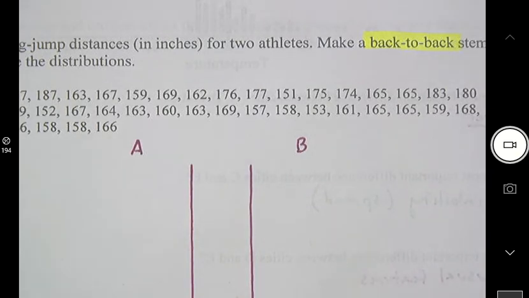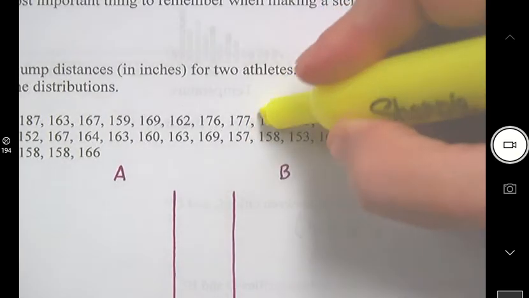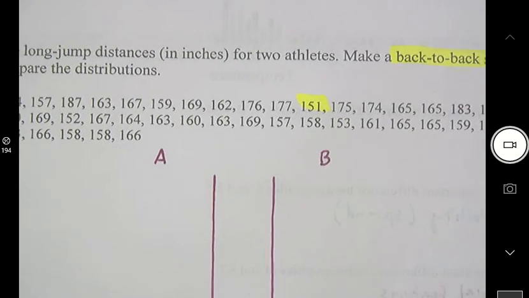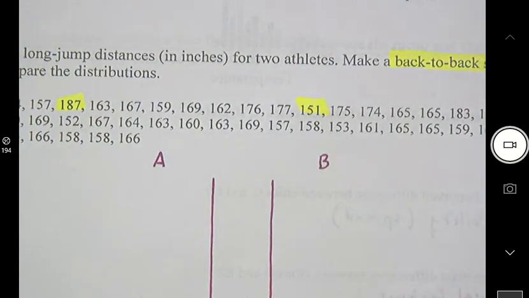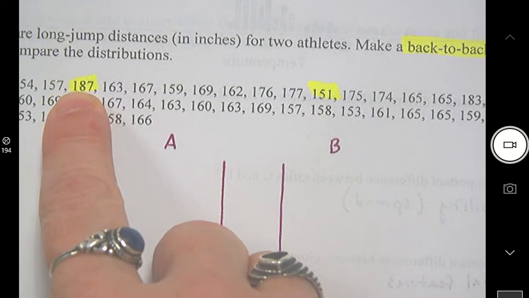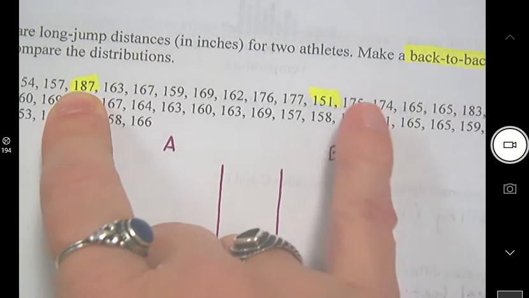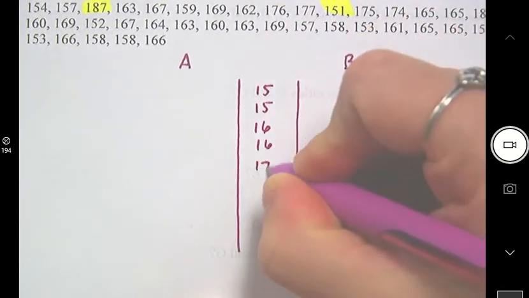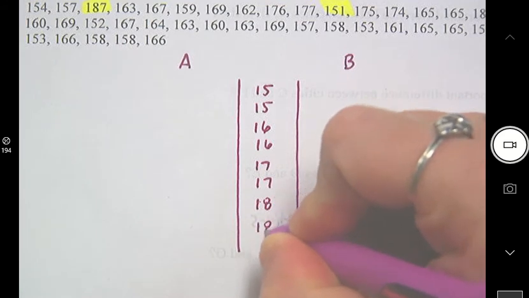If you're searching through there, can you find the very lowest long jump distance? 151 is going to be the lowest. And what's the highest one you see? I thought that too. There's one higher. 187 is actually the highest. So I need to take that into account because my stems are going to go from 15 to 18. Again, that's the hundreds and the tens digits. But I need to make sure I split them. So we need to do 15, 15, 16, 16, 17, 17, 18, 18.